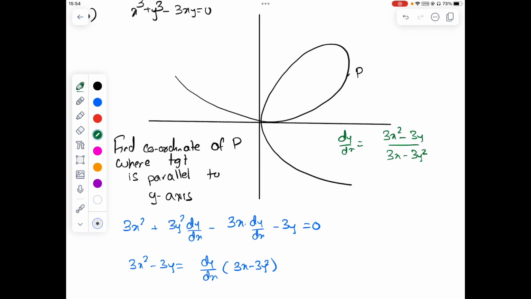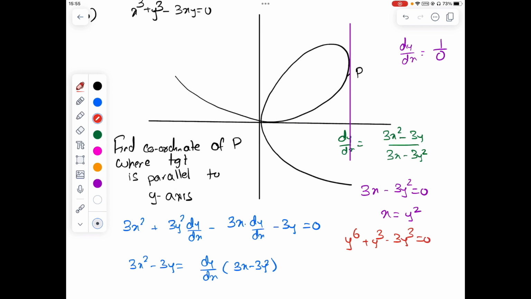Now the tangent is parallel to the y-axis, which means dy by dx should be equal to 1 upon 0, meaning the denominator equals 0. 3x minus 3y square equals 0. So what does it become? x equals y square. Plug in x equals y square in the question. So it becomes y power 6 plus y cube minus 3y cube equals 0. So y power 6 minus 2y cube equals 0.